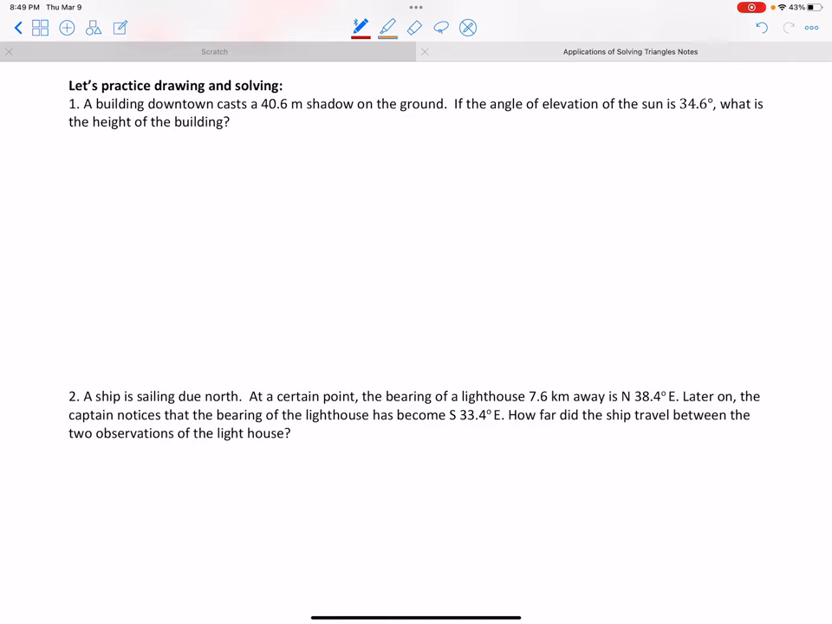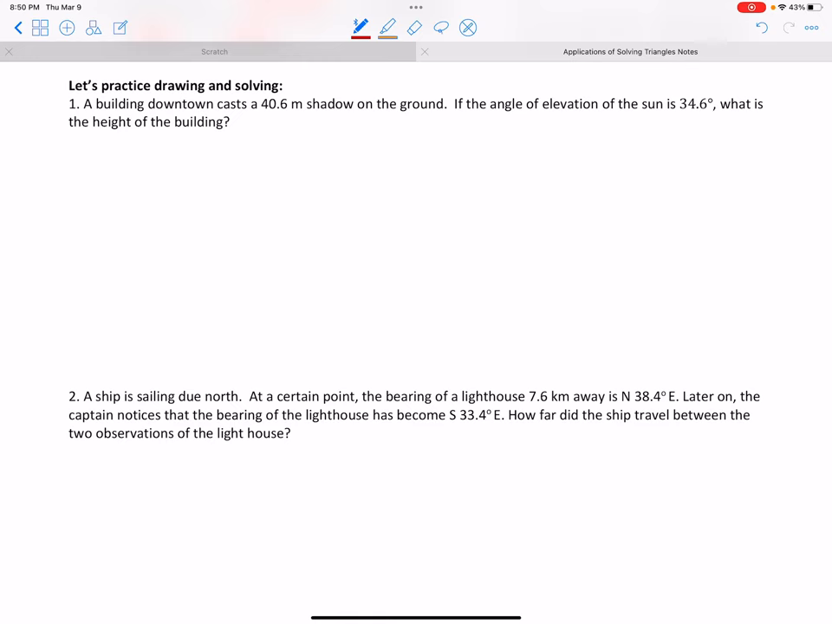We have a building downtown that casts a 40.6 meter shadow on the ground. If the angle of elevation of the sun is 34.6 degrees, what is the height of the building? So remember, when we're looking at an angle of elevation or an angle of depression, it is an angle that is created by looking up or by looking down from a horizontal line of sight. So we have to have a horizontal somewhere, and then a line that goes up from there or down from there. Up if it's elevation, or down if it's depression.